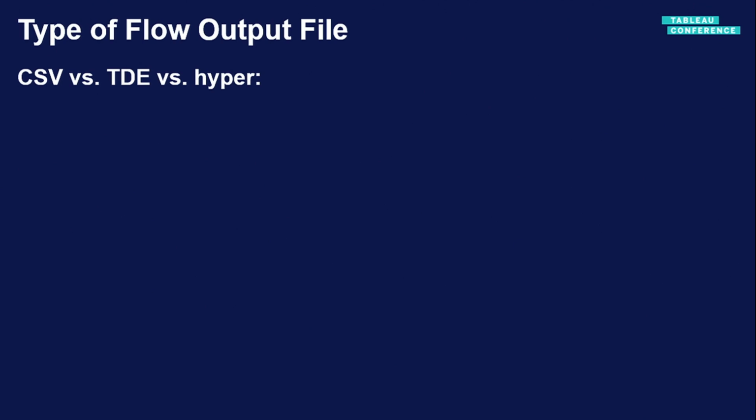Now we talked about input nodes and step nodes. What about output? The output type is also another factor that could impact performance. Currently, there are 3 file types that you can choose from your output node: CSV, TDE, and Hyper.